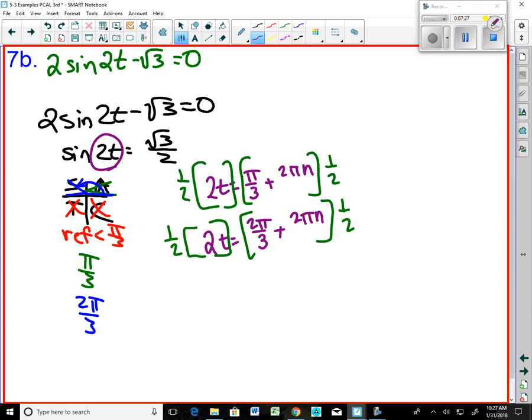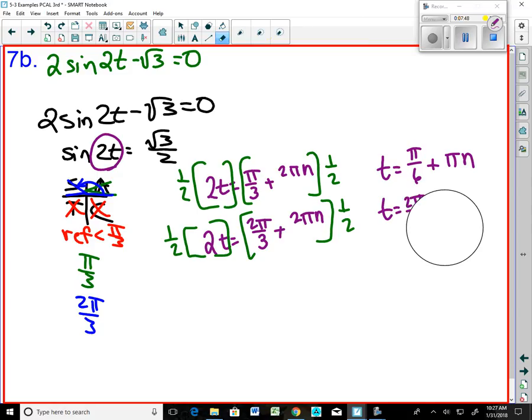So then I get t equals pi over 6, correct? And then what happens on that back part? Plus pi n, because the 2's are going to cancel. So plus pi n. Same thing here, t equals 2 pi over, oh, just kidding, not 2 pi over. What is t going to equal? Pi over 3, because the 2's will cancel there. So pi over 3 plus pi n.